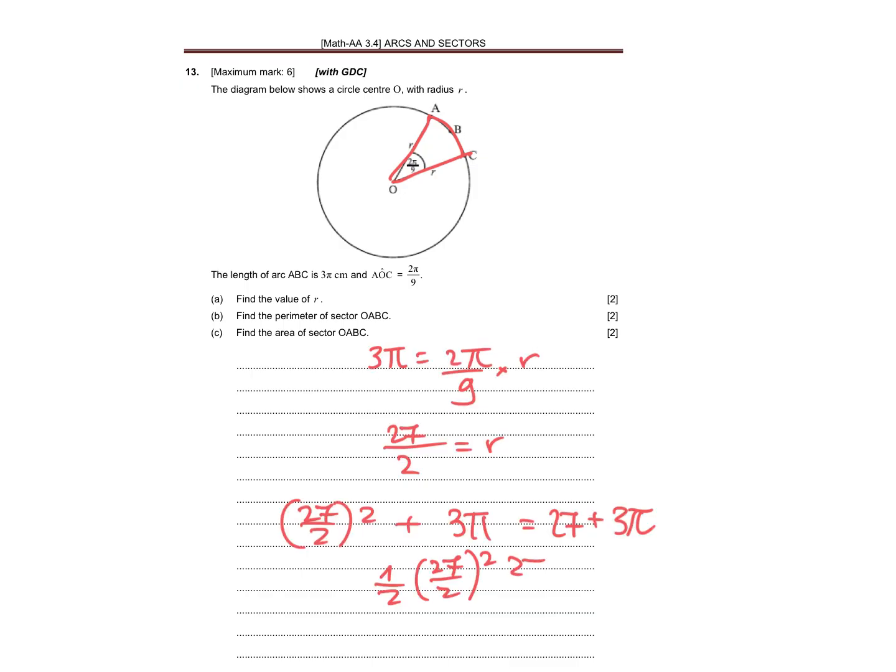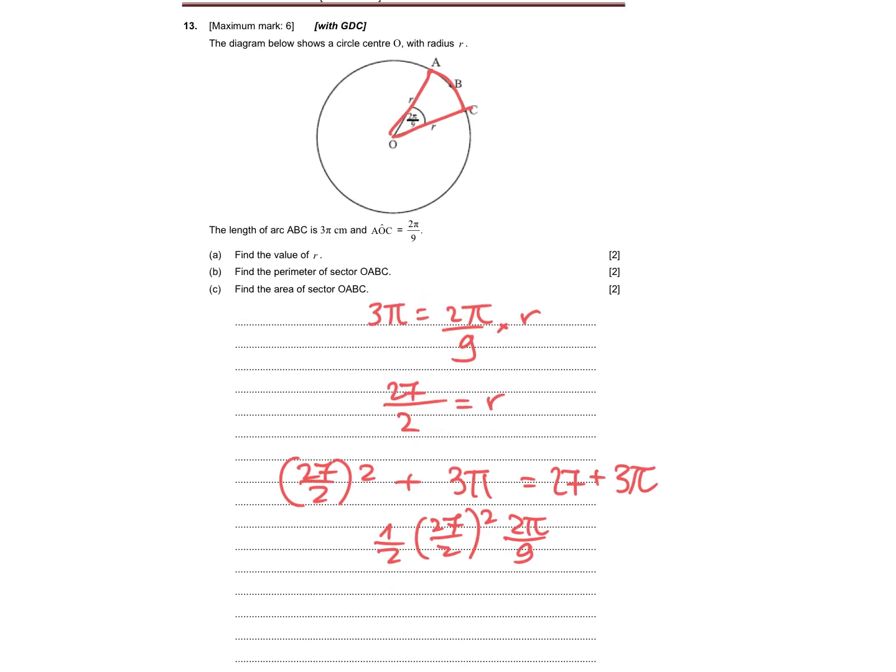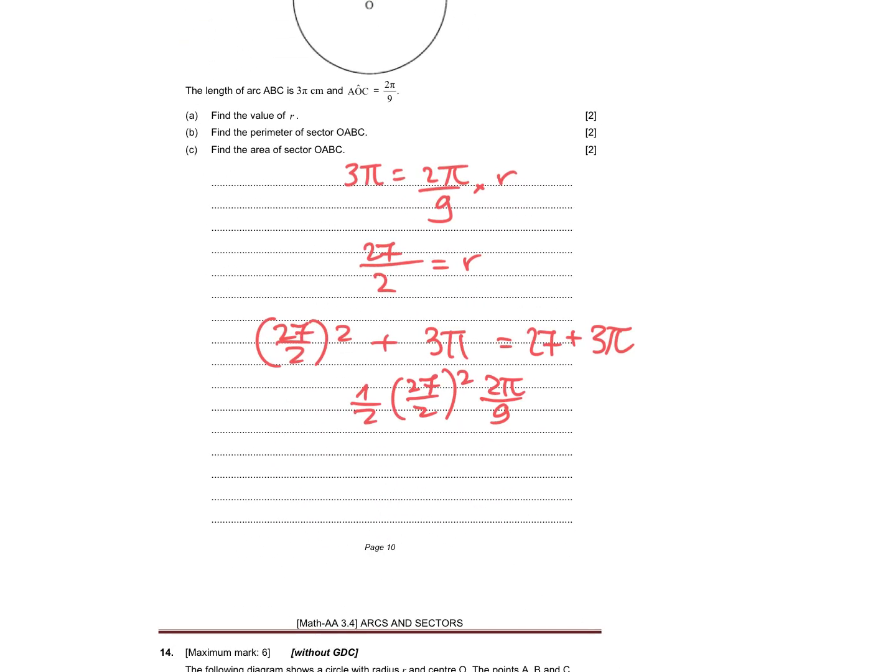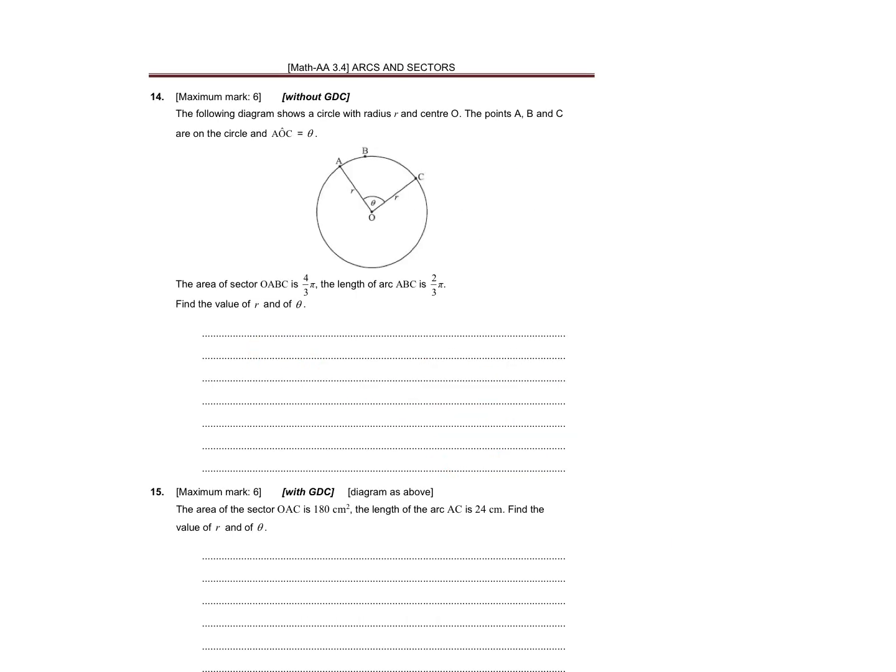Theta is 2 pi over 9. So that's 4,872 over 27 times 27 times 2 pi. So that's 36, and 9, 3, and 4. So that's 81 pi over 4. And that's centimeters squared.